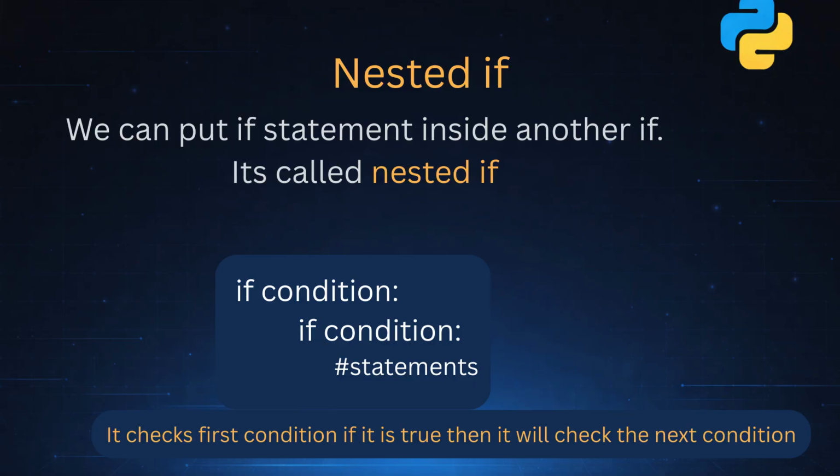First, the outer if condition is checked. If it is true, then the program checks the inner if condition. This helps the program make more detailed decisions.